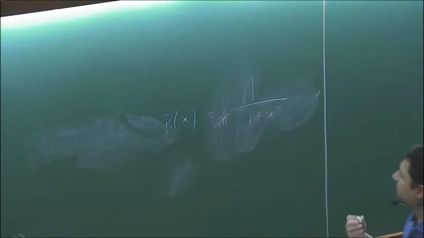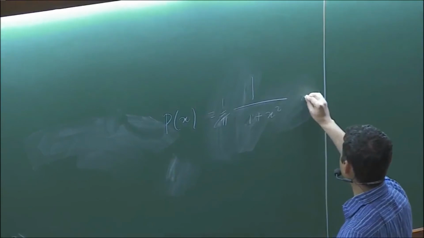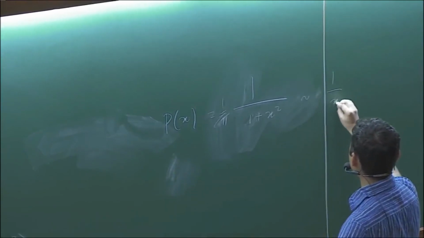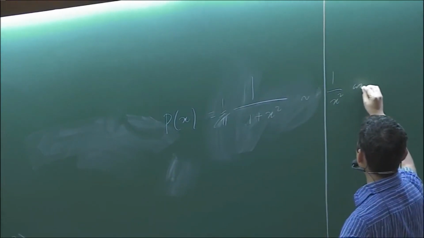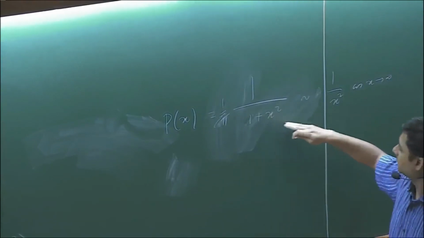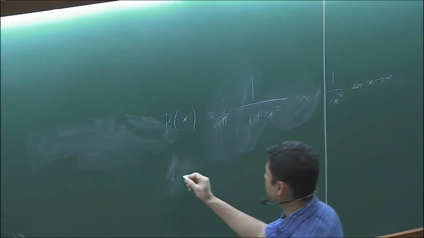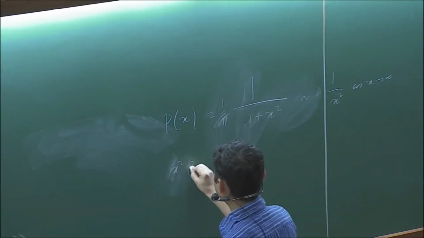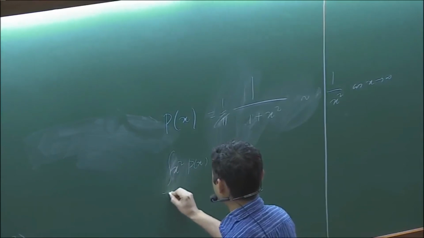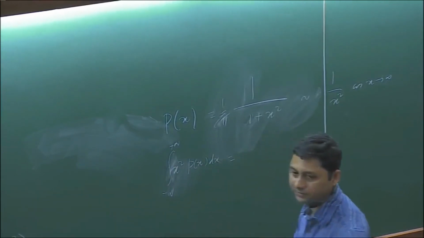So now if you want to compute the second moment, this is what I mean: this one goes like 1 over x squared as x goes to plus or minus infinity. The tail is like 1 over x squared. So now what is this object, x squared times p of x? What is this object?